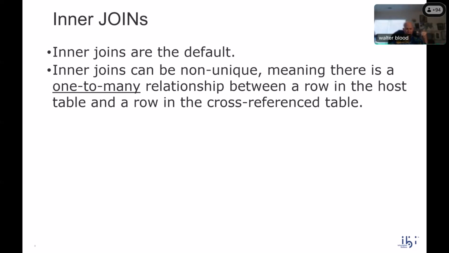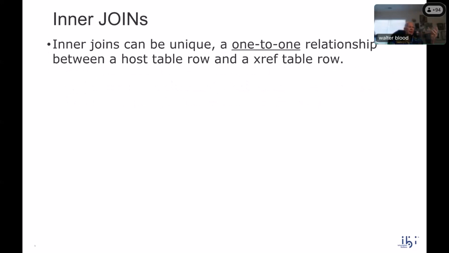That's actually the assumption that's made in most relational databases. There is something else that we have, and that's called the idea of a unique join, where there's a one-to-one relationship between a host table row and a cross-reference table. This is not something that relational tables really know about. They will return all rows. There are ways to limit the number of rows that come back, but the idea is that when we do a join, all rows are always available to us.